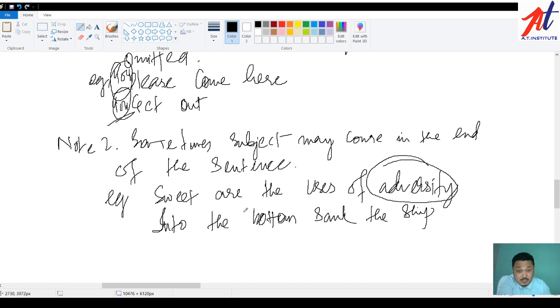In "Sweet are the uses of adversity," it is saying the uses of adversity are good. So basically the whole sentence is about adversity, so it is our subject, and it has come at the end. In the second example, "Into the bottom sank the ship," again you can see that the ship is our subject, which has come at the end. That is my point: though most of the time your subject comes at the beginning of the sentence, sometimes you may come across a sentence where the subject has come last, like these examples.